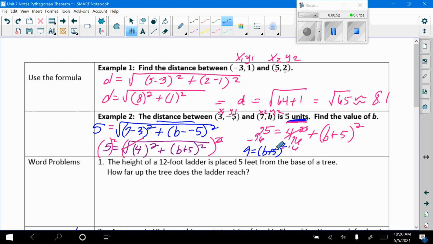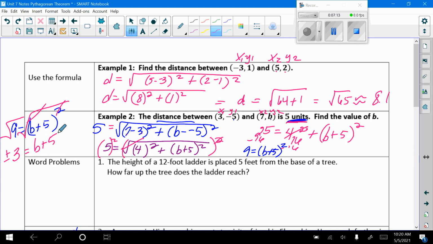We still have a little bit of work to do because I need to get rid of this square over here. But to get rid of the square, we have to square root. So I'm going to rewrite this over here. We got 9 equals b plus 5 squared. To get rid of that square, we're going to square root both sides, which gives me 3 plus or minus 3 is equal to b plus 5.